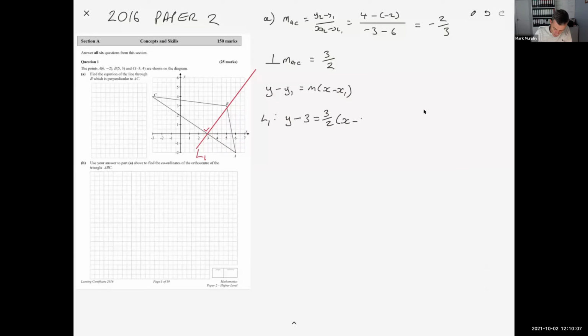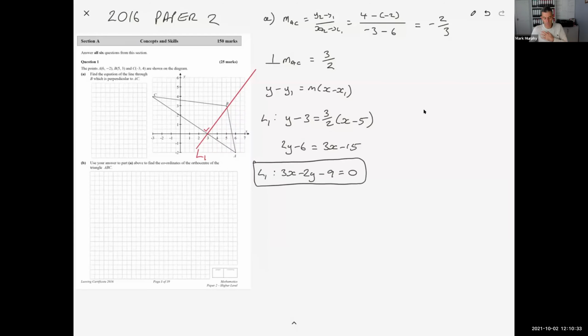So bringing the 2 across and leaving the 3 there, working that out, you get 2y minus 6 is equal to 3x minus 15. And writing that out nicely, you get that L1 is 3x minus 2y minus 9 equals 0. That's the answer to part A. Okay, not too difficult, I think.